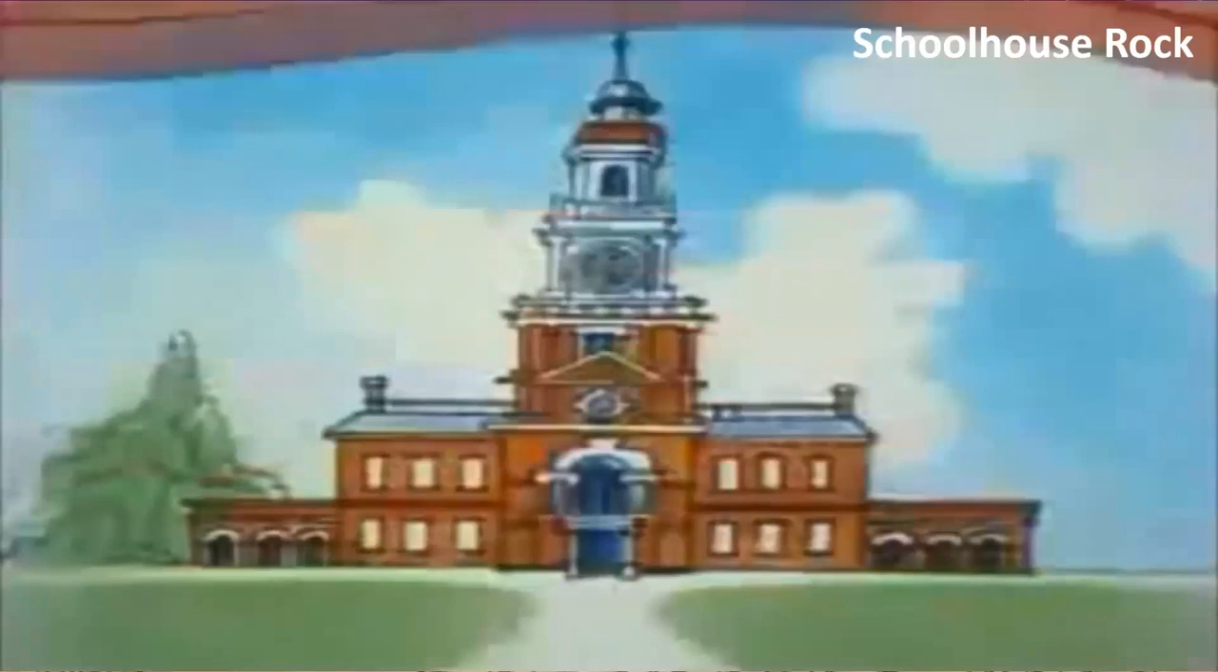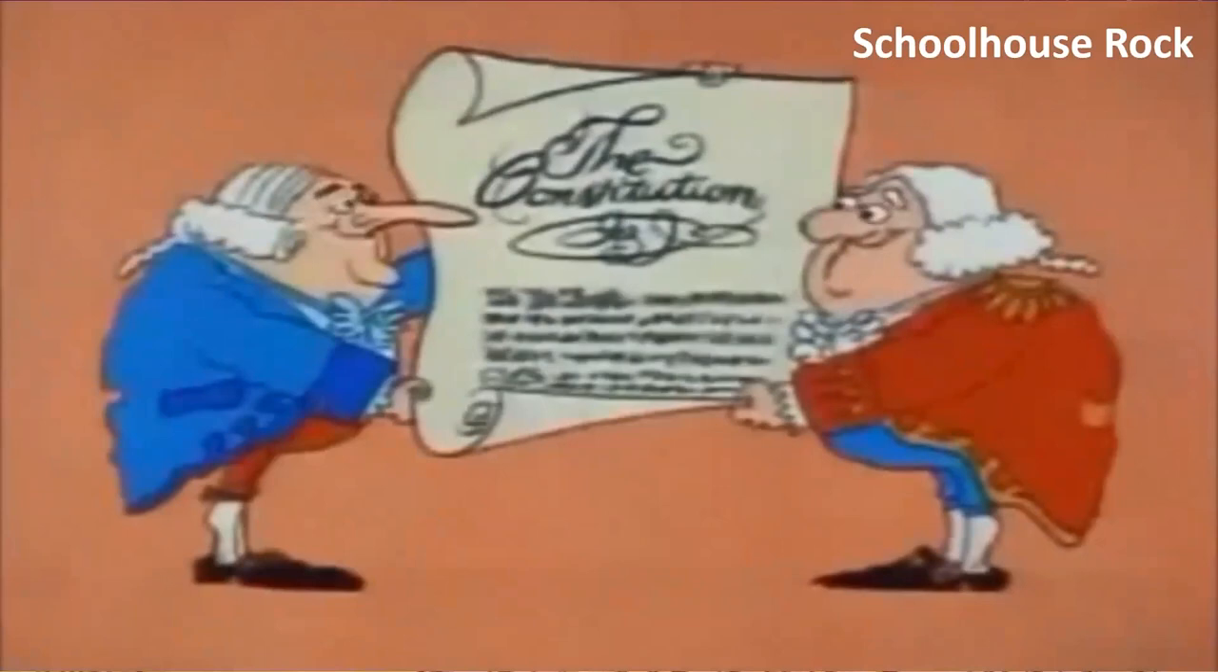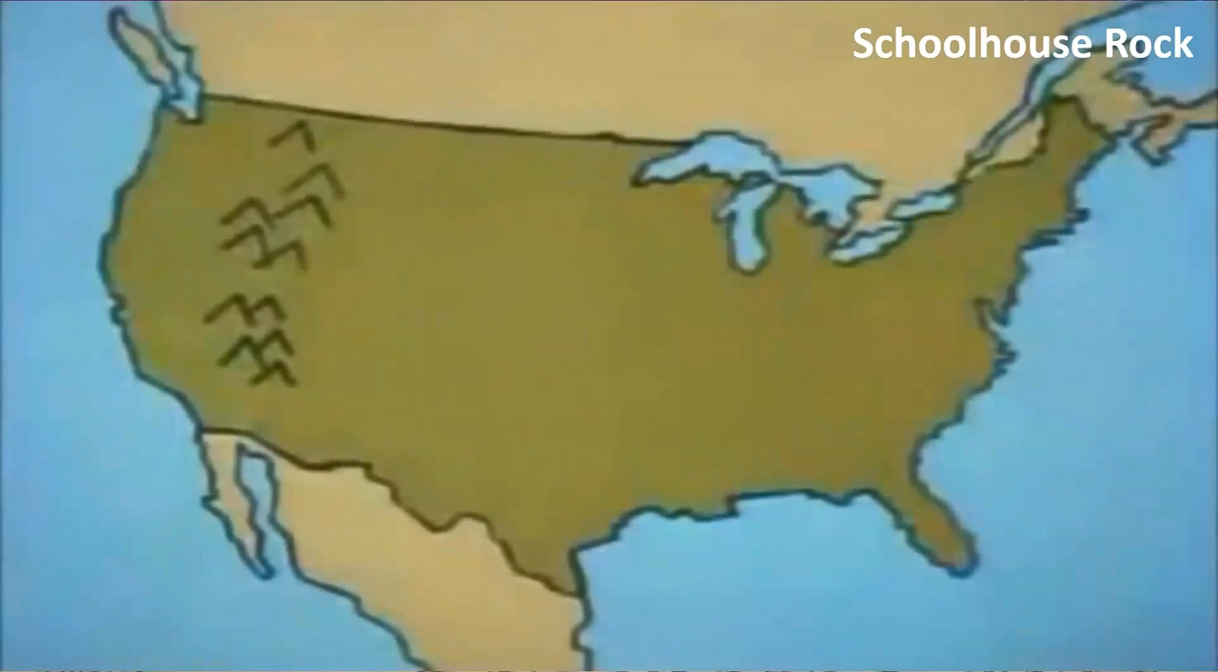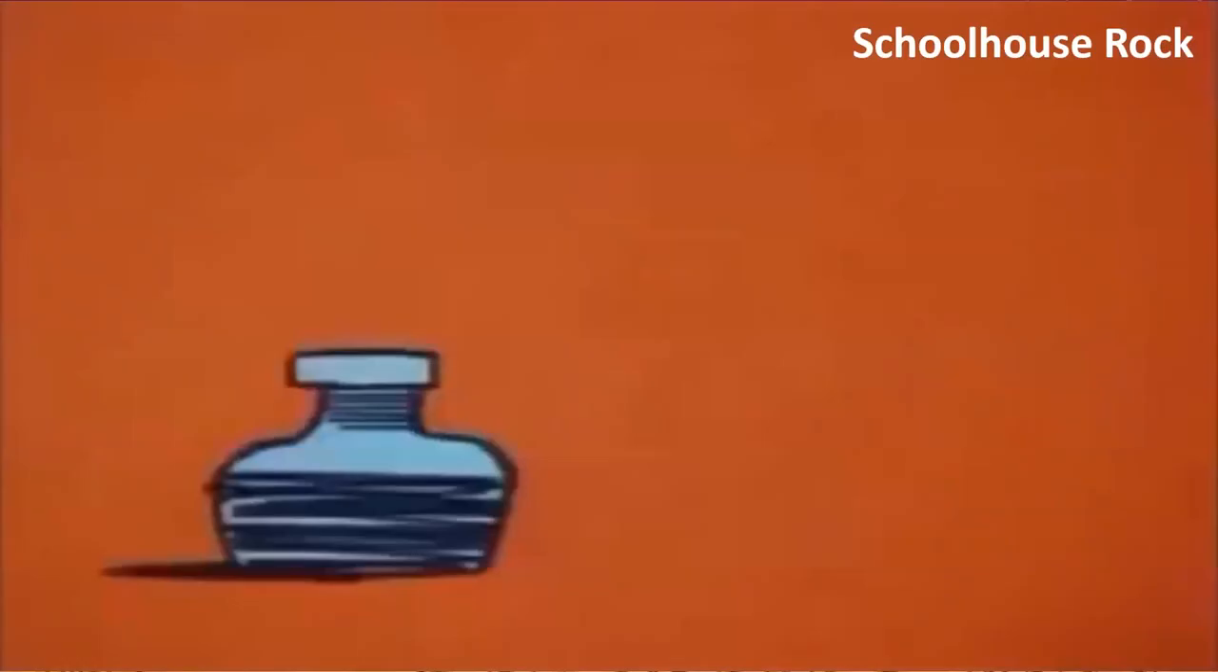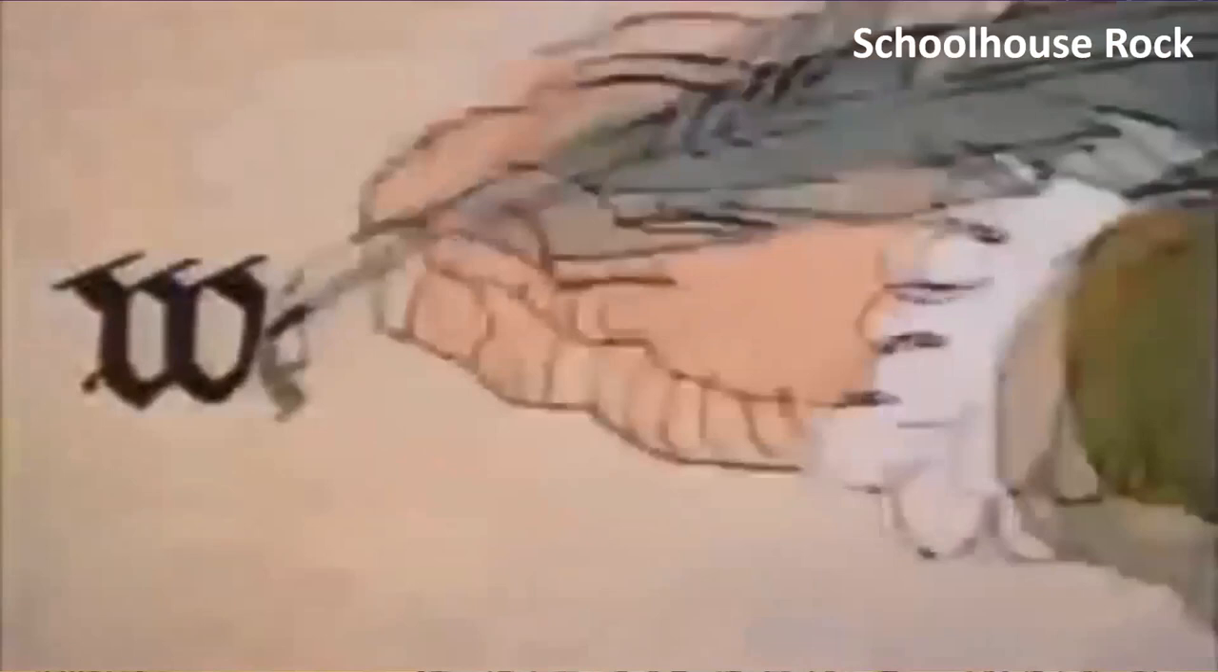1787, I'm told our founding fathers did agree to write a list of principles for keeping people free. The USA was just starting out, a whole brand new country, and so our people spelled it out, the things that we should be. And they put those principles down on paper and called it the Constitution, and it's been helping us run our country ever since then.